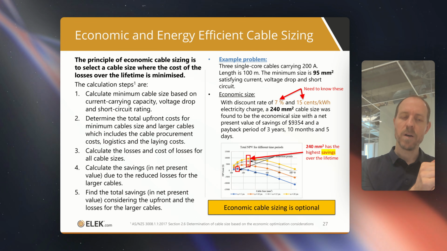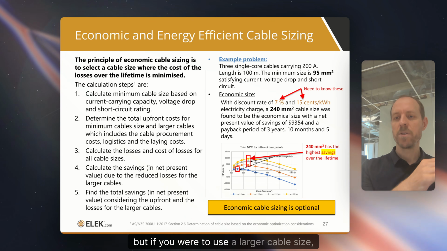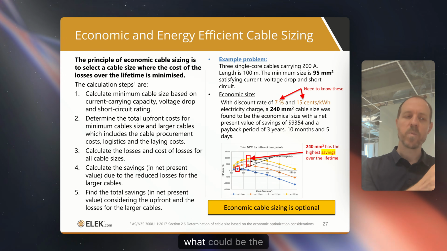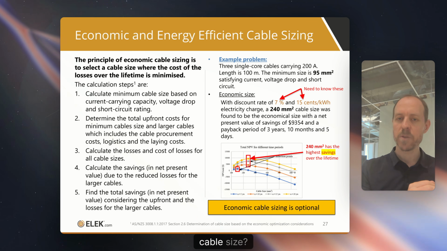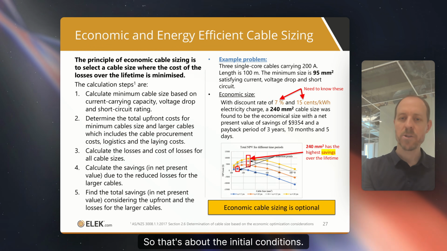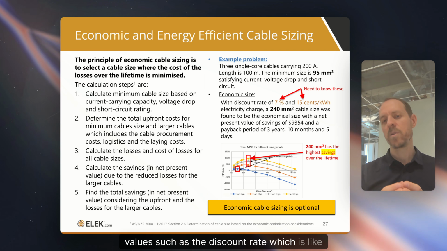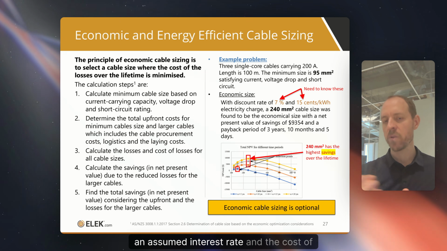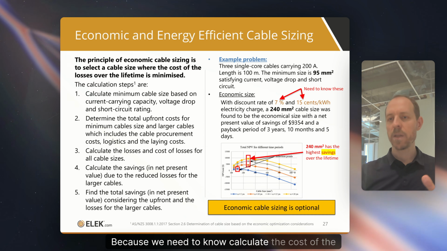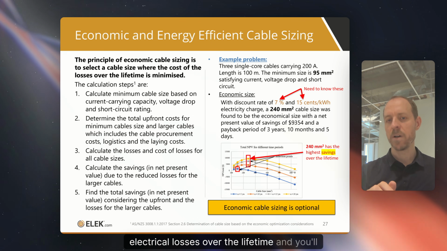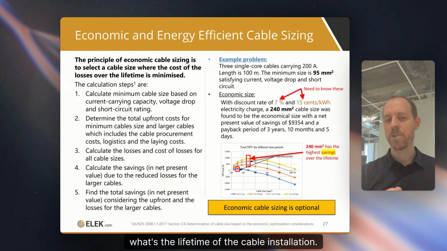You need to know, ideally, not just the cost of the cable, but if you were to use a larger cable size, what could be the extra installation costs for installing a larger cable size. So that's about the initial conditions. Then you also need to know values such as the discount rate, which is like an assumed interest rate, and the cost of electricity, because we need to calculate the cost of the electrical losses over the lifetime. And you'll need to know what's the lifetime of the cable installation.